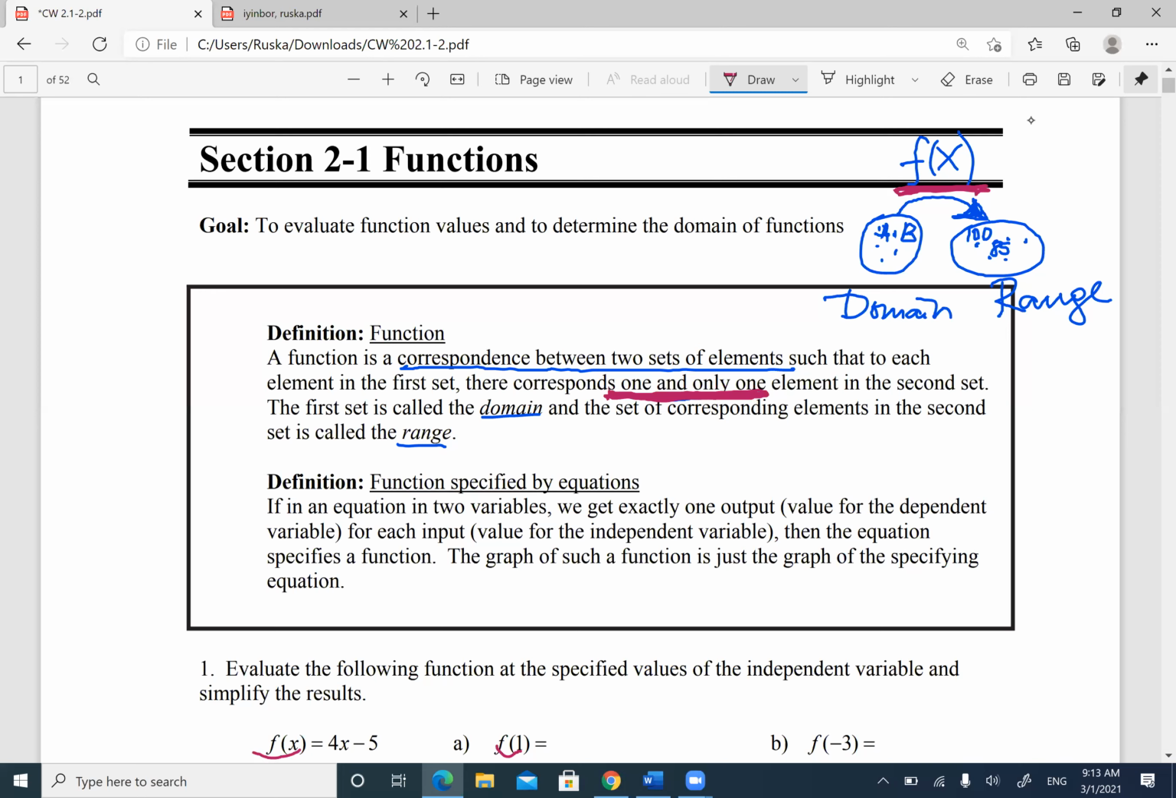So usually the domain is represented with x, and the range is represented with y, okay? So if you see f of x, it's the same as y. So when you graph it, when you talk about the graph of a function, f of x is the functional notation of y, okay? It's the same as the range, okay?